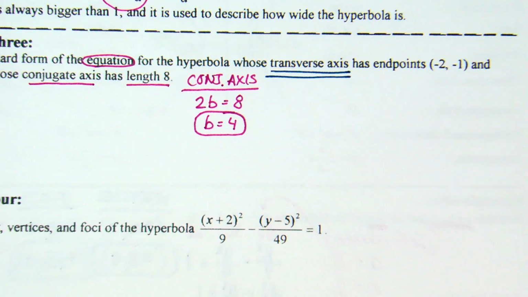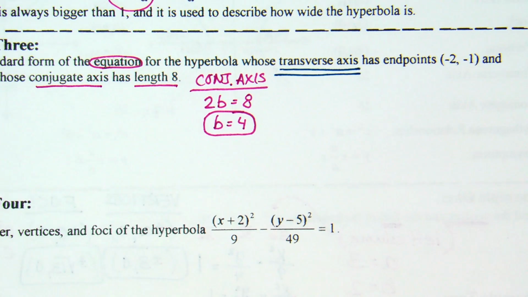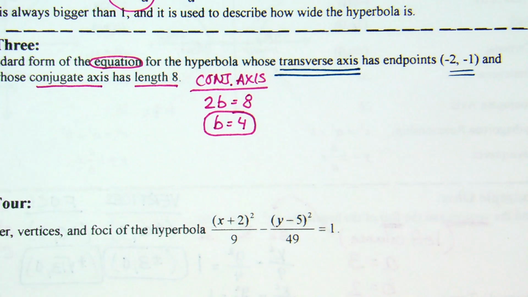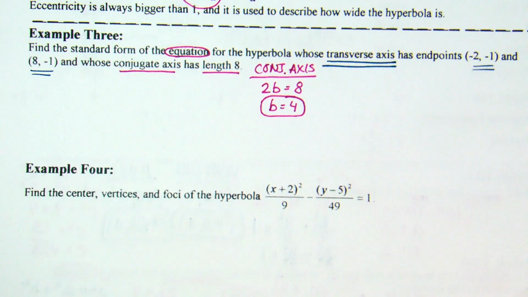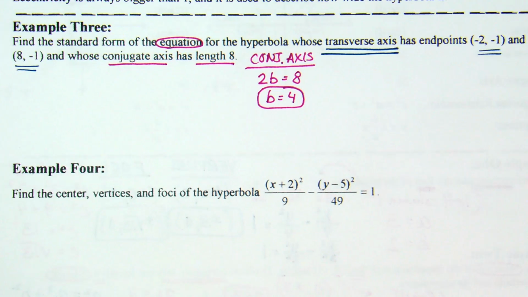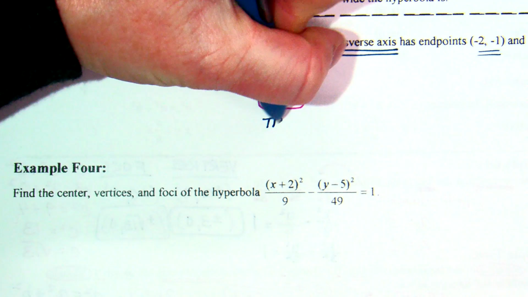The transverse axis has endpoints (-2, -1) and (8, -1), which is off on the other side. Now, with that in mind, what Ross was talking about is how far apart those are. If you go from -2 to 8, what is the distance between -2 and 8? 10. And so that means our transverse axis has a length of 10.